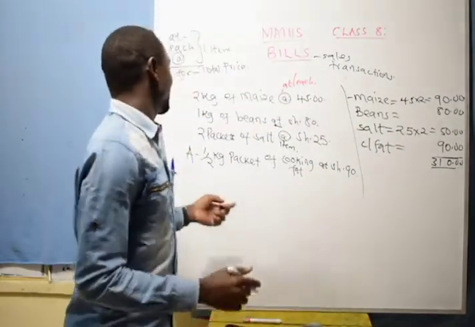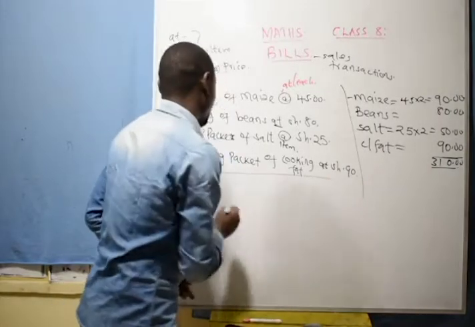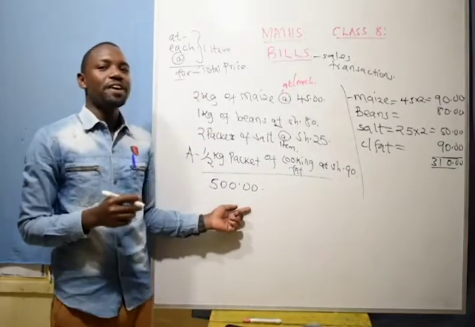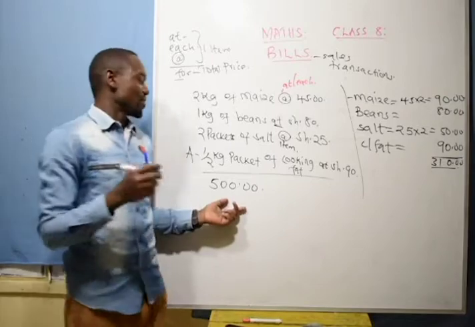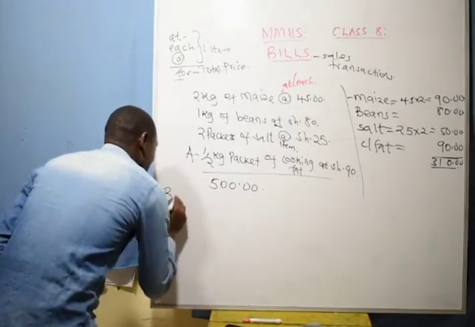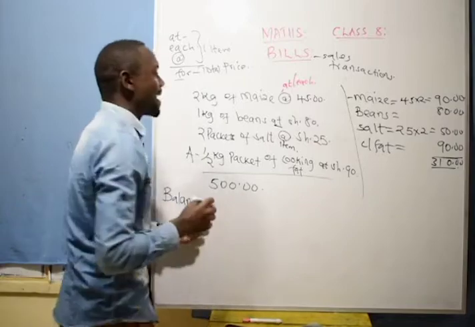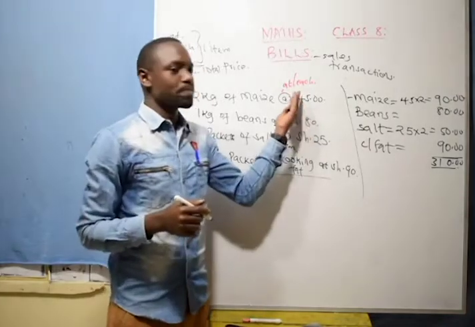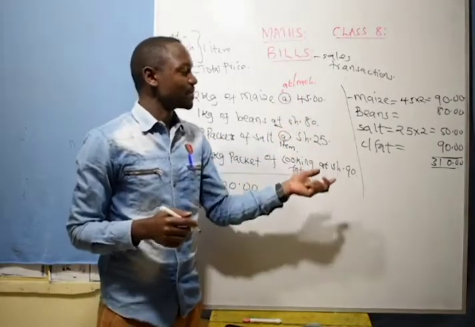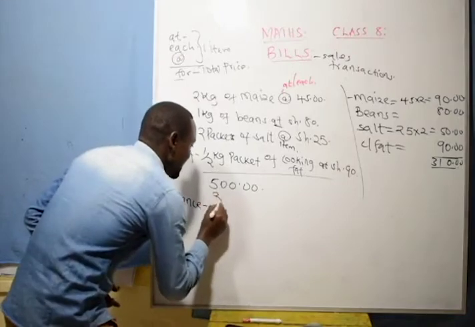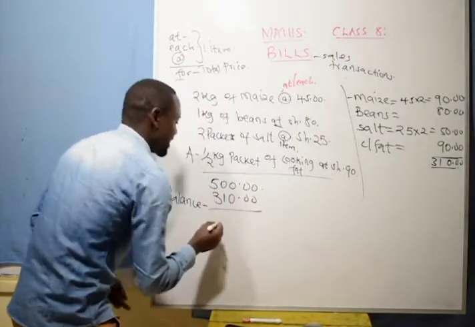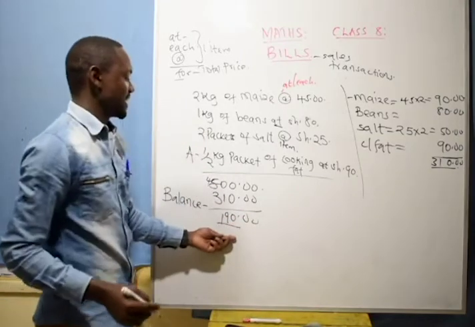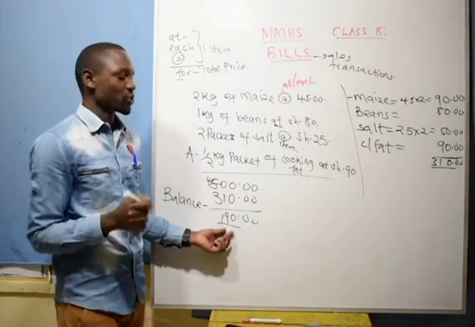Now you are told this person gave the shopkeeper a 500 shilling note. He paid for the items using a 500 shilling note. How much balance did he get? To get the balance, you take the amount of money given to the shopkeeper minus the amount of money spent buying the items, that is the bill. So we subtract 310 from 500. That is 190 shillings. That is the balance he got from the shopkeeper.